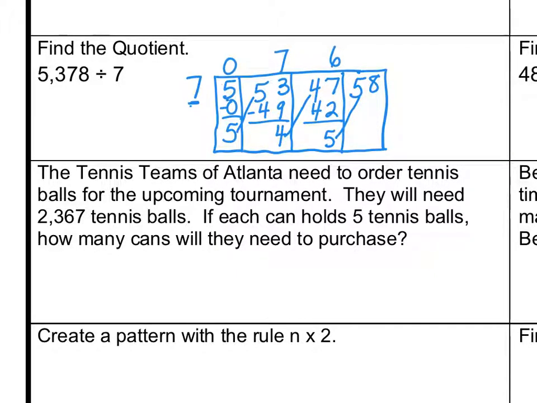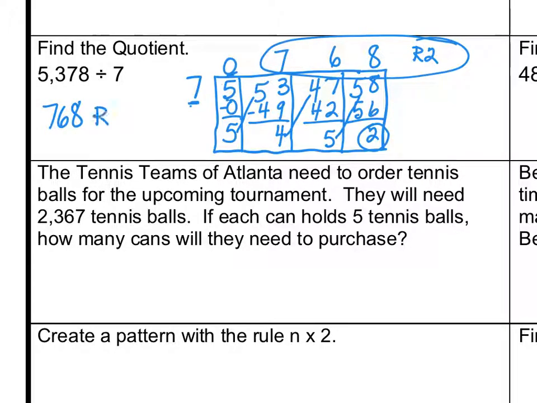Okay, now we're looking at 58. How about 8 times 7 is 56? That gives us a remainder of 2. So R2. So our final answer here, I don't have to mess with the 0. It's really 768 with a remainder of 2.